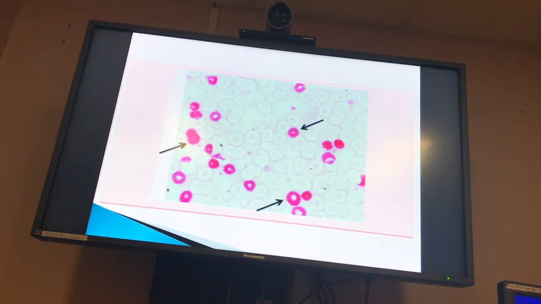So when you order a Kleihauer-Betke, this is what you see: all these ghost-like maternal cells and all these bright pinks are fetal cells, and that's how they tell. They can do that after referring, as long as they have a lab. That's a good question, whether they can do it or not. If the lab doesn't have it, you'd have to collect a sample and bring it down with you.